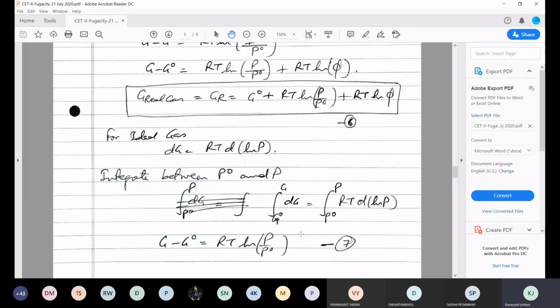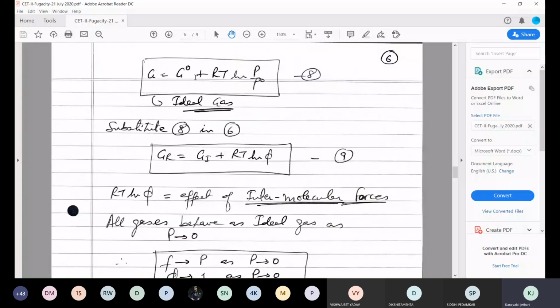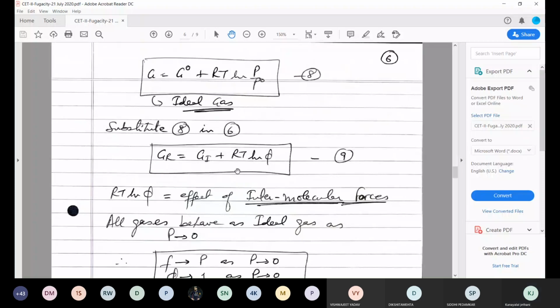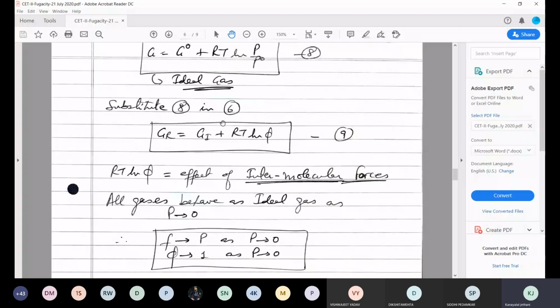So from equation seven you can take G0 on the right side. What you get is G equal to G0 plus RT ln P by P0. Now this is for ideal gas, and this is for real gas. We can write G_R for real gas is equal to G0 plus RT ln P by P0, which is G for ideal gas, plus RT ln phi. So Gibbs energy for real gas is equal to Gibbs energy for ideal gas plus RT ln phi. And this term actually represents the intermolecular forces of a real gas.